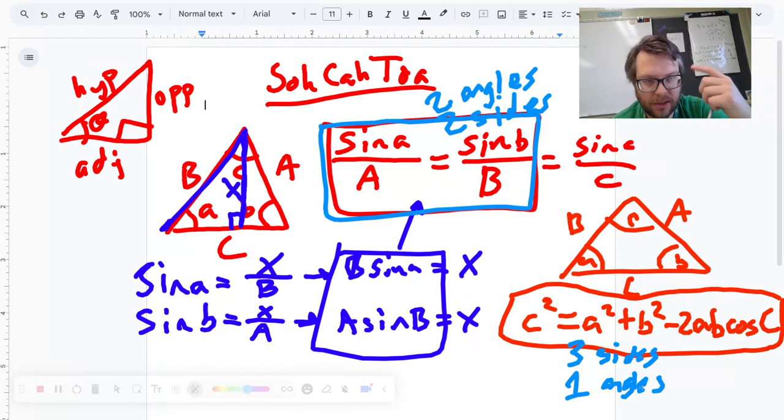Okay, so you've got to really think: these two tools work on any triangle, but you need to know which one to use, and the way you know which one to use is based on the information that's given to you in the problem.